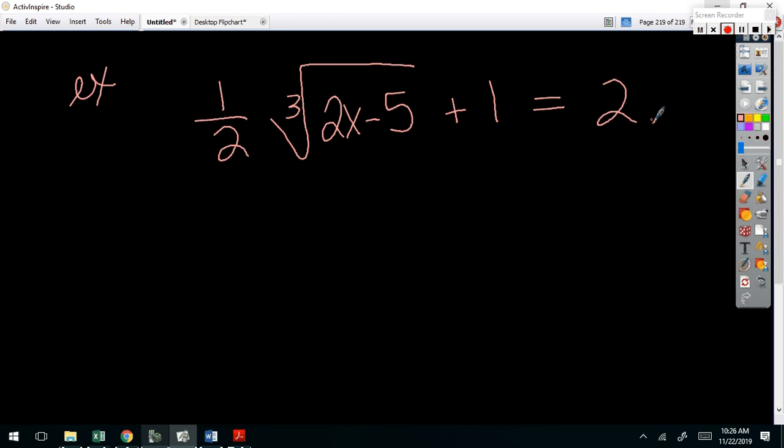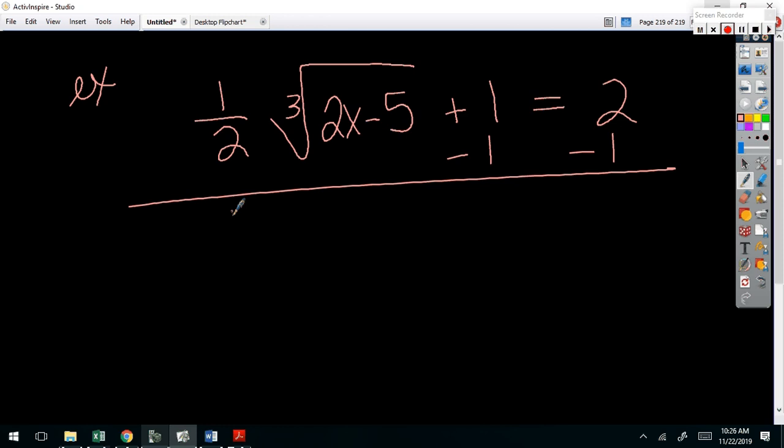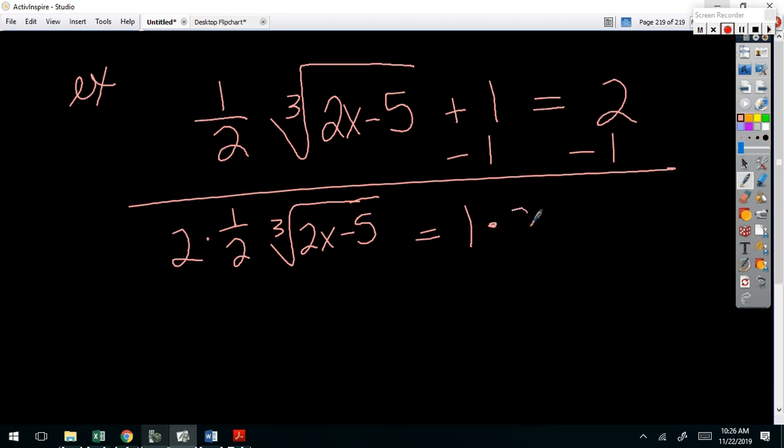You need to subtract first, right? You don't have any like terms just yet. That's not in the radical. All right, so subtract 1, because I'm going backwards order of operations, right? That's right. Now get rid of the 2. Remember, I need to get the radical by itself, and then I can get rid of it.